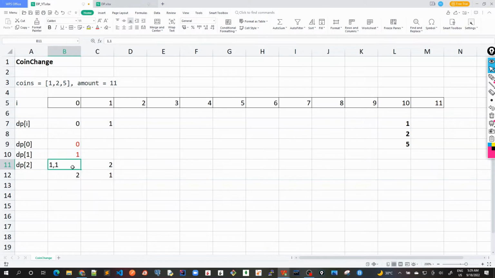Then we check that. So these are the two possible combinations using these coins, and we found that for the first case it gives me a count of 2 to make amount 2, and for the second case using the 2 coin, I only need 1. And that's why this is the minimum. So this is our solution for dp2.